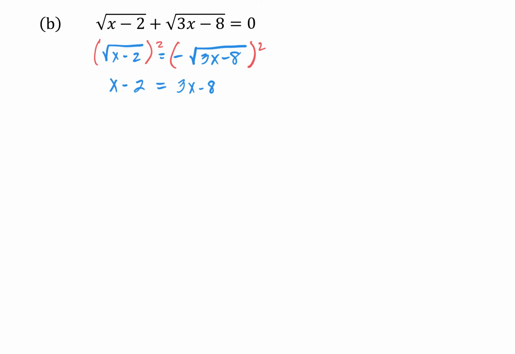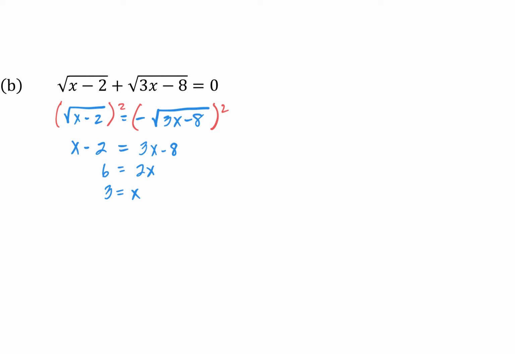I think I'm going to minus x from both sides and bring everything over to the right, and then add 8. So I'll get 6 equal to 2x, and x is equal to 3 as my possible solution. And when I check that, I'm checking it in my original equation. This is going to be the square root of 3 minus 2, which would be 1, plus the square root of 9 minus 8, which would be 1. Is that equal to 0? No, that's 2, which is not equal to 0.